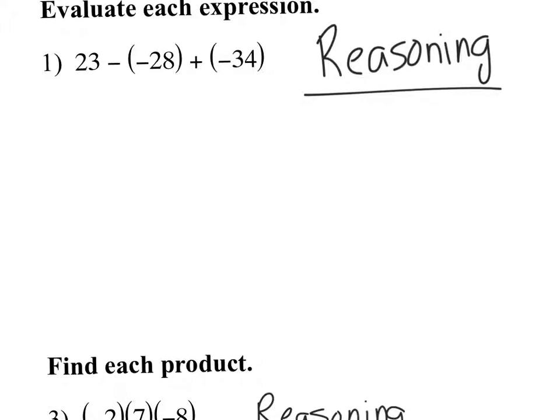So, yes, ma'am. What'd you do? Since it's minus negative 28, I took away both of the subtraction signs. Mm-hmm. And then I did 23 plus 28. That is exactly what I would have done. I would have converted that to a 23 plus 28.